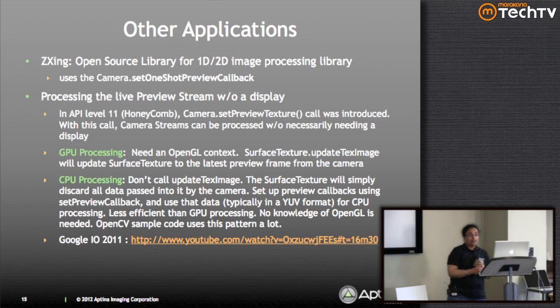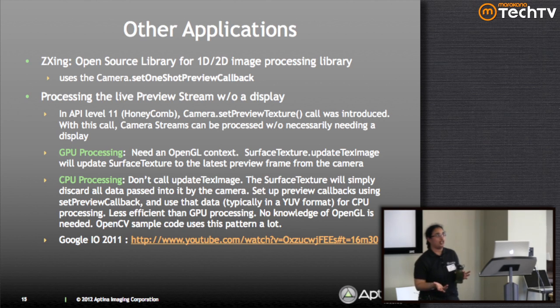Live preview without a display. This only started as recently as Honeycomb and basically went mainstream with Ice Cream Sandwich. So there is now support for GPU processing and CPU processing. The way that works, which I mentioned earlier too, is the set preview texture. For GPU processing, you do need to know OpenGL, and you need to provide a context. Then the call is surface texture update tex image. Whenever you make that call, the texture will actually get updated with the latest preview frame that is available.